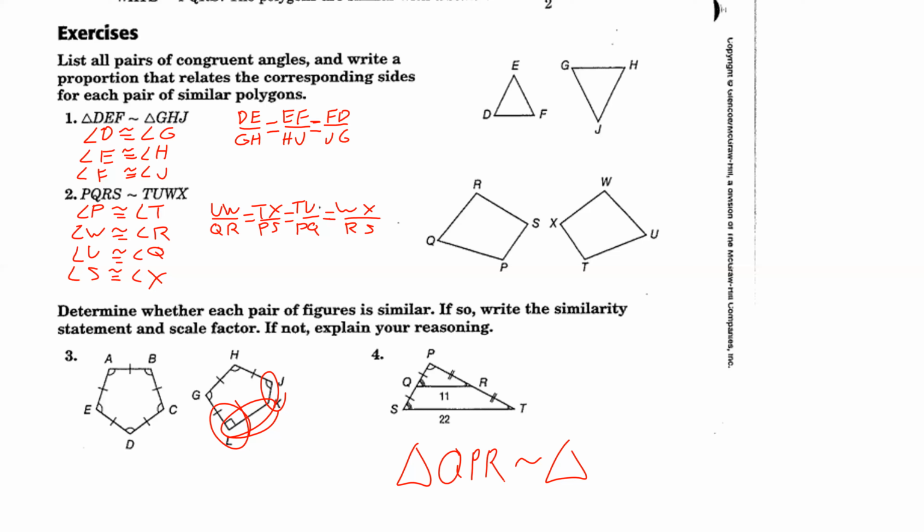Now, once I wrote the order for that first one, does the order for the second one matter? Yes, now they have to be in corresponding order. So since I started with Q, what's the first letter I'm going to have to write for the big triangle? S. Then, since I went to P next, where do I have to go for the big triangle? Also B. And then, since I went with R last, that's going to be T.